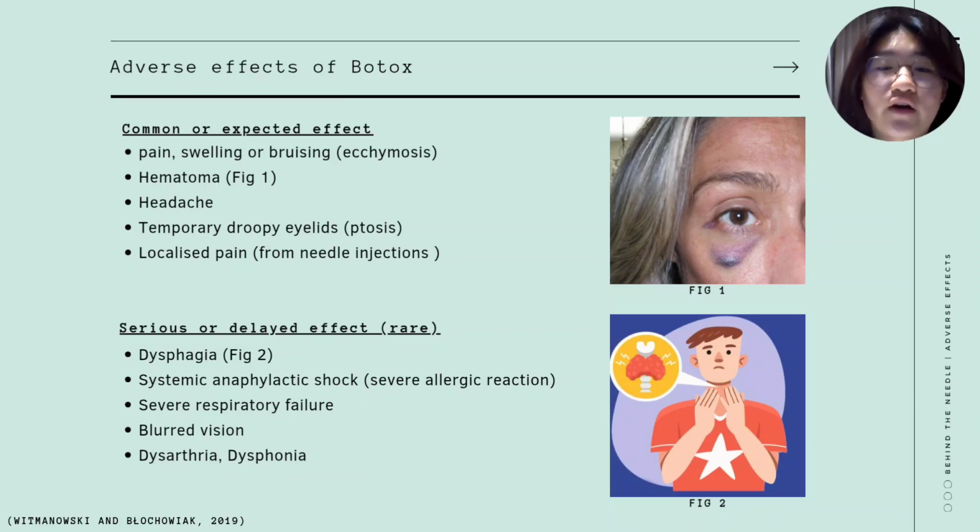Serious or delayed effects of Botox. Rare but can still happen in some cases. Dysphagia, which is known as difficulty swallowing, as you can see in figure 2. Systemic anaphylactic shock, which is a severe allergic reaction. Severe respiratory failure, blurred vision, dysarthria, which is known as difficulty speaking, or dysphonia, where your voice changes.